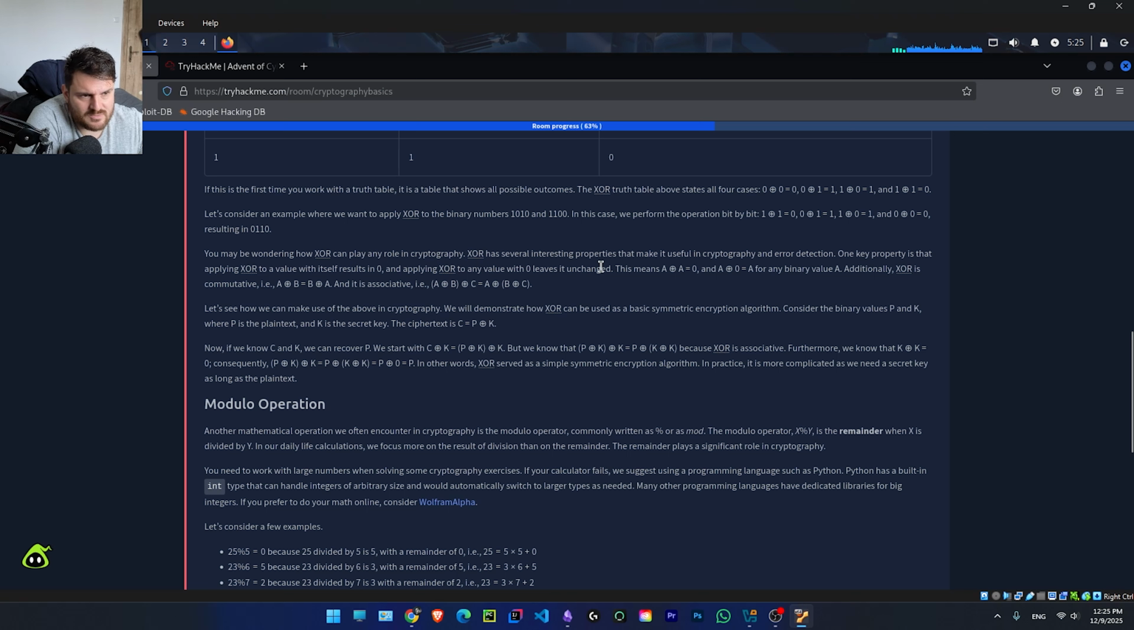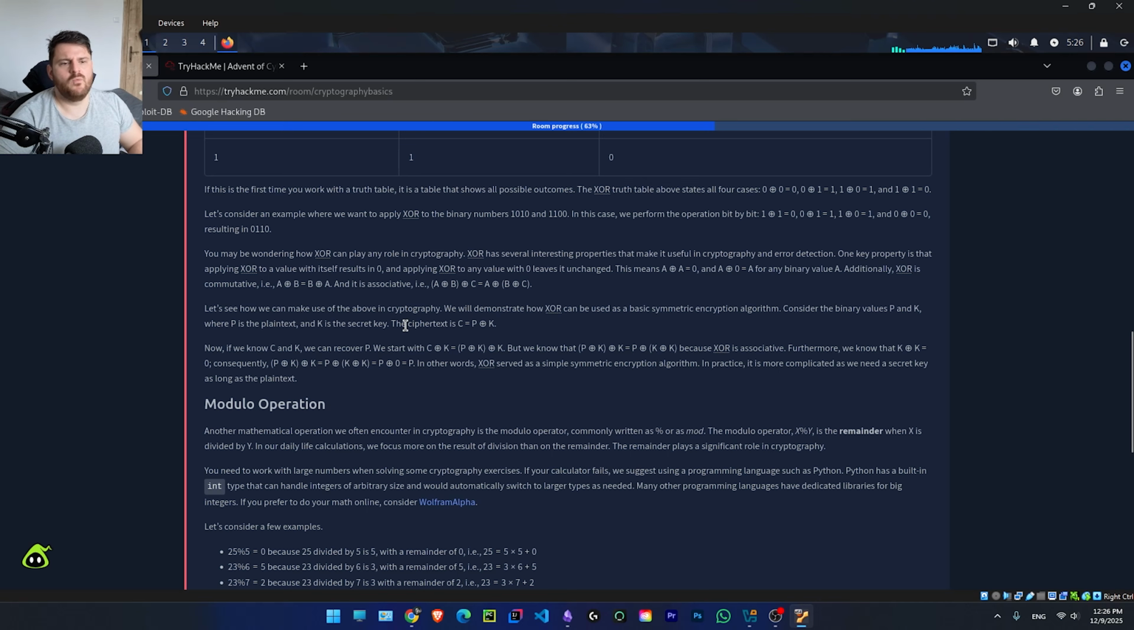XOR has several interesting properties that make it useful in cryptography and error detection. One key property is that applying XOR to a value with itself results in 0, and applying XOR to any value with 0 leaves it unchanged. This means that A XOR A equals 0 and A XOR 0 equals A for any binary value A. Additionally, XOR is commutative, that is A XOR B equals B XOR A. And it is associative, that is (A XOR B) XOR C equals A XOR (B XOR C).